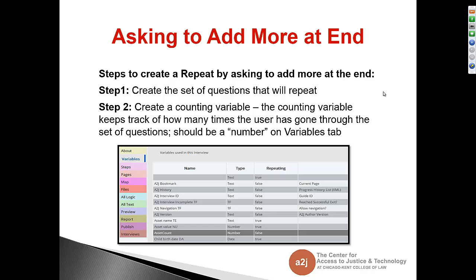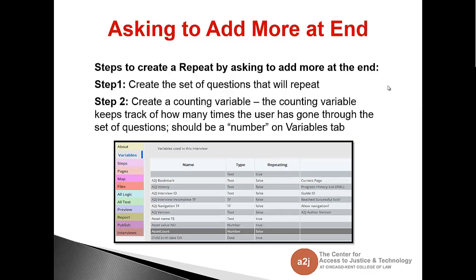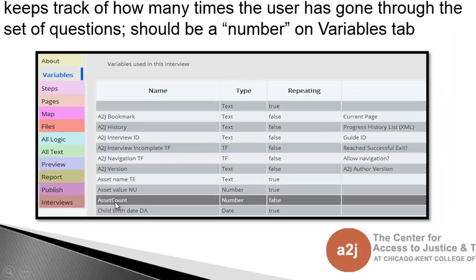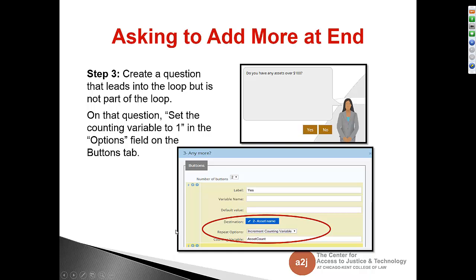So again, you create that set of questions to be repeated. Here I have questions about assets, so I want to know the asset name and the asset value. Then you create the counting variable again. So again, that darkly highlighted asset count, it's a number, it does not repeat, and I know it's just a counting variable because I've used the naming convention of capitalizing both asset and count and not putting a space in between. Step three is to create a question that leads into the loop but is not part of the loop.